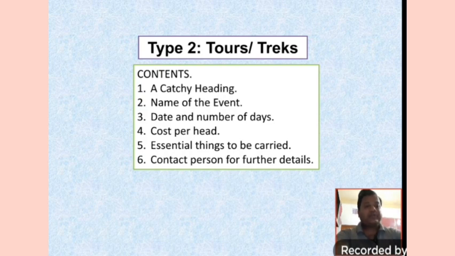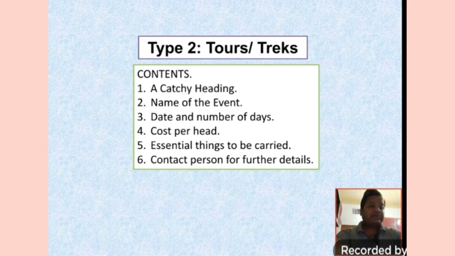And most importantly, you must mention, because students would like to know how much they have to pay to be a part of that team or to be a part of that tour. So, cost per head. What would be the cost per head? Whether it is 5,000 rupees per head, 10,000 rupees per head. So, what is the cost per head to be a participant of that tour?